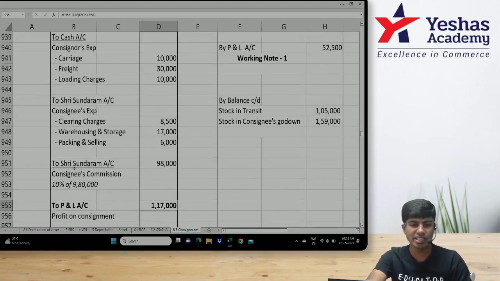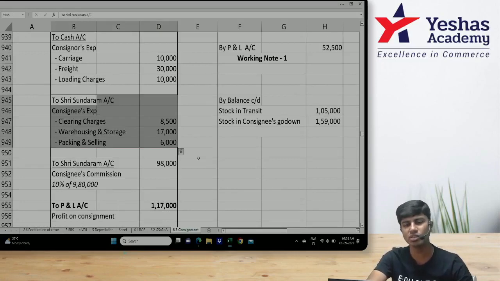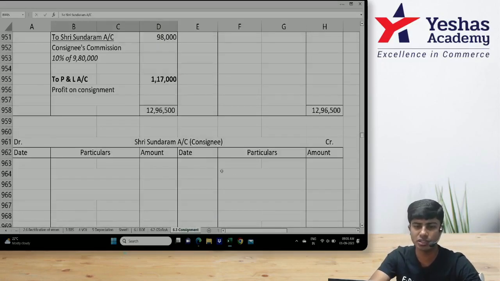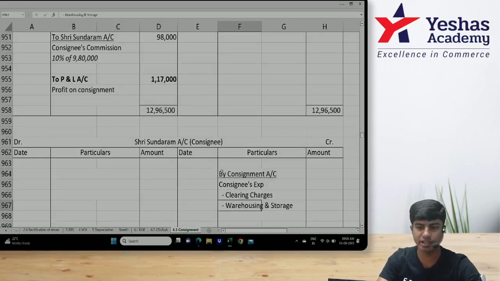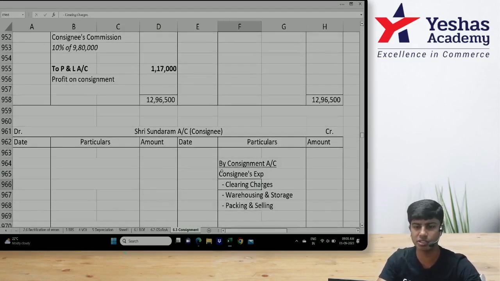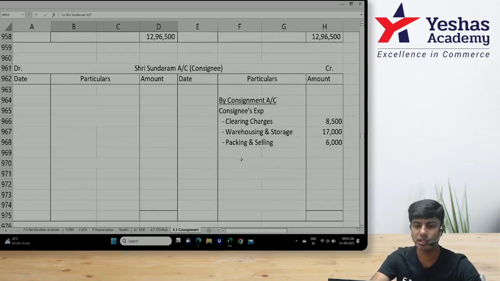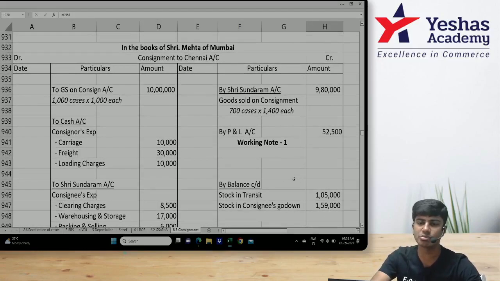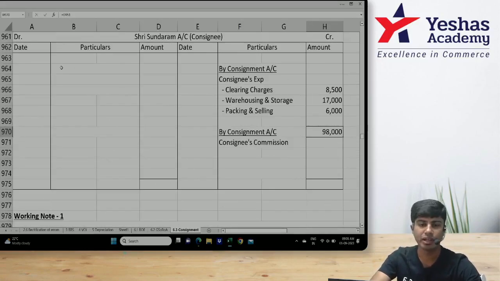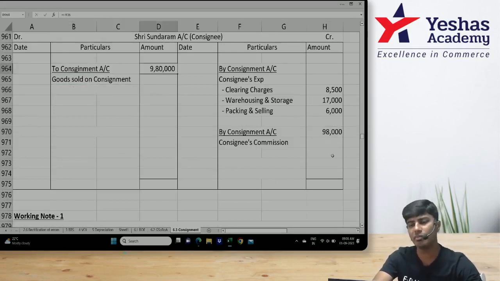Whatever we wrote in the consignment account, on the opposite side you need to write in the consignee account also. What are the expenses paid by the consignee? 8,500, 17,000, and 6,000. So we'll write by consignment: clearing charges, warehousing, and this expense. And then we have commission to be paid, 98,000. And then sales made by the consignee, 9,80,000. I'll write to consignment, goods sold on consignment, 9,80,000.